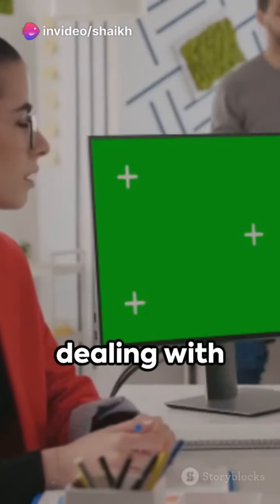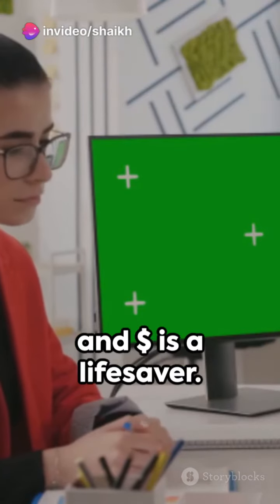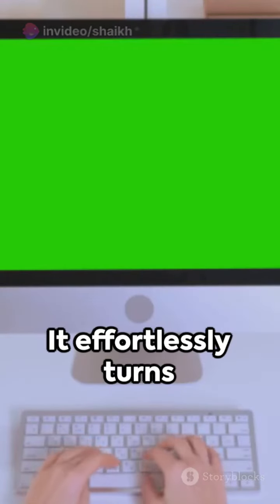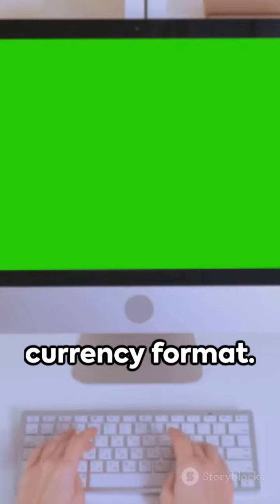Third, for those dealing with currencies, Ctrl+Shift+$ is a lifesaver. It effortlessly turns your numbers into currency format.